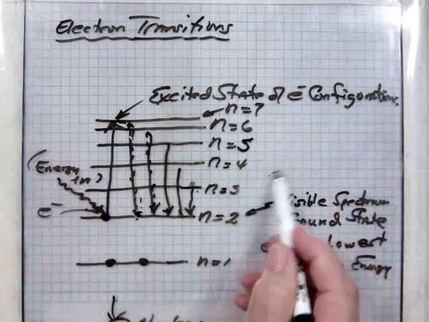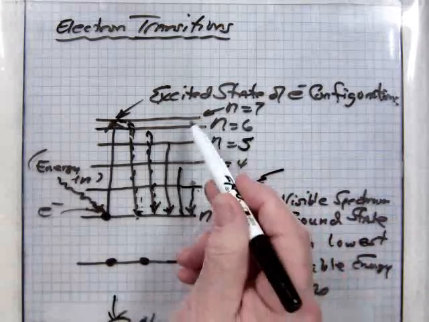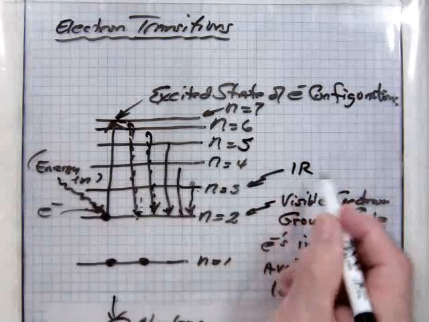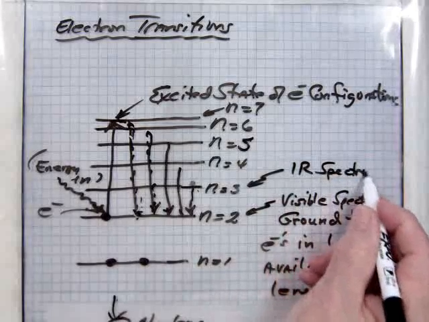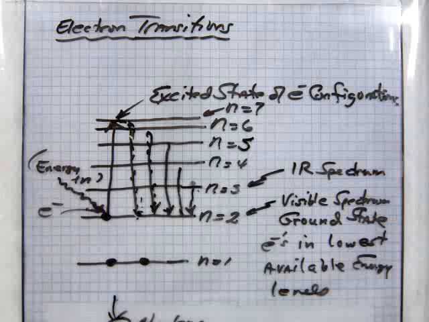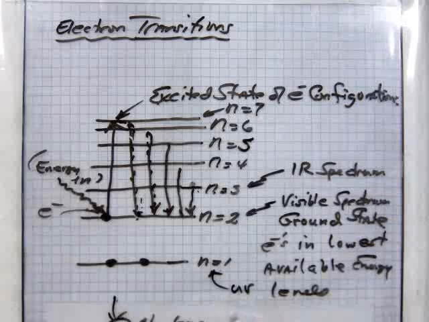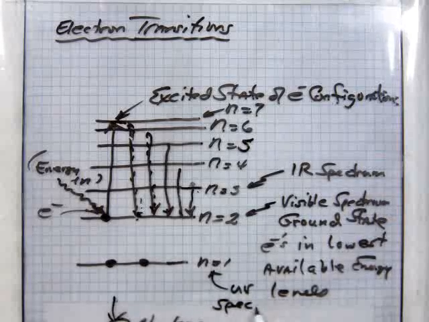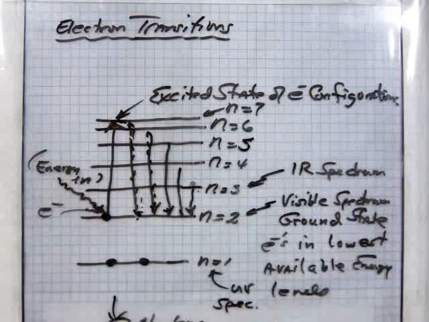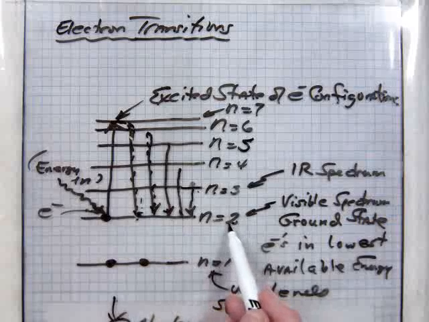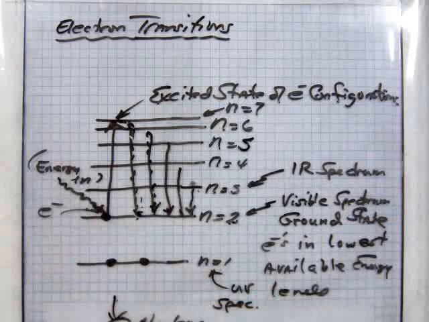And if anything transitions out and drops back to n equals 3, it's called the infrared, IR spectrum. And you have to have special spectroscopy equipment to see those transitions. And if it falls back to number 1, it's a UV transition, UV spectrum. The energy's too high to see. So the reason I'm ending all our transitions on 2 is because we can see them.